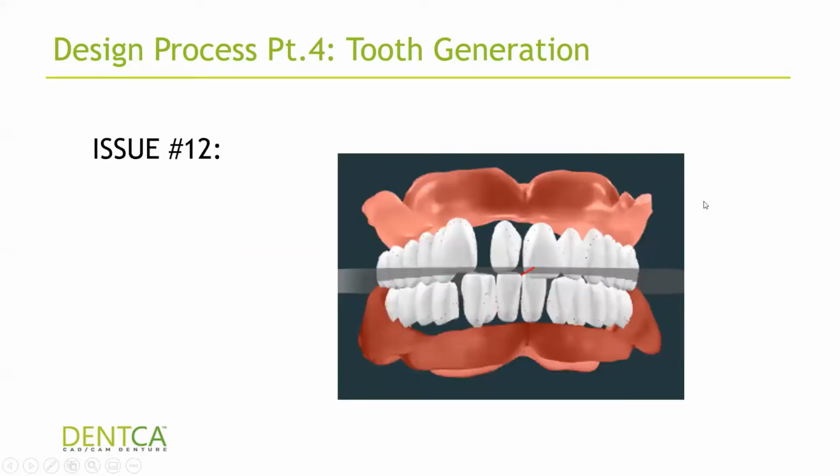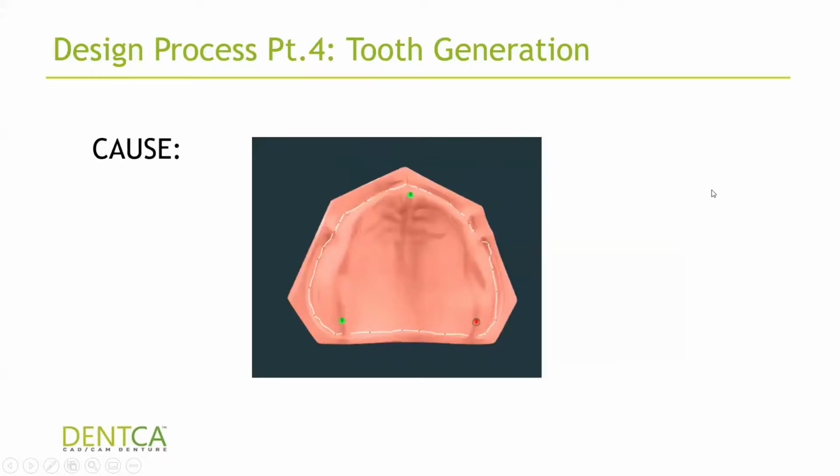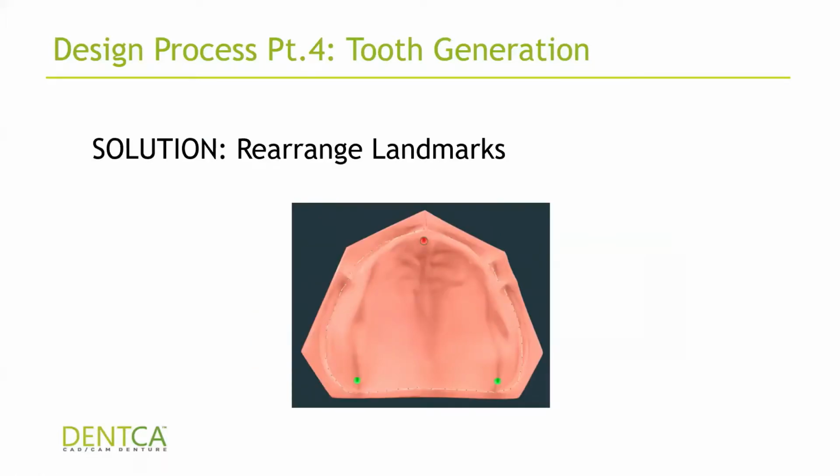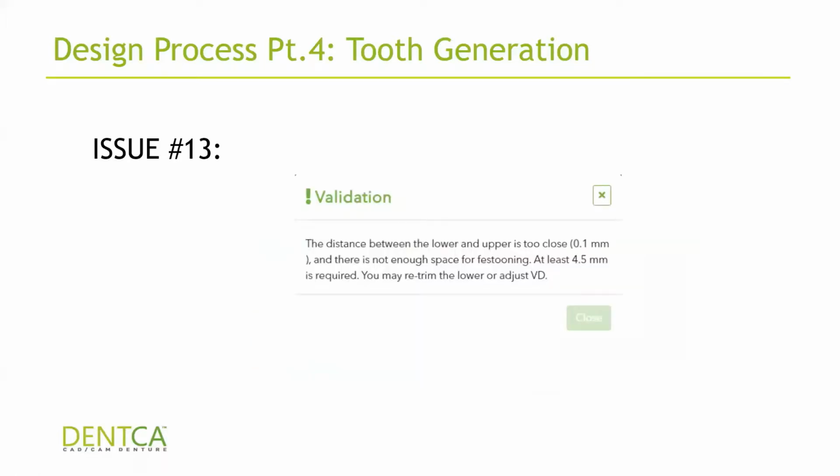Sometimes we could get issues like this where the anterior teeth are moved out of position and then they look all jumbled up. Normally this is because the landmarks are not in the right position. So again, you can either rearrange the teeth or you can rearrange the landmarks and generate the teeth.